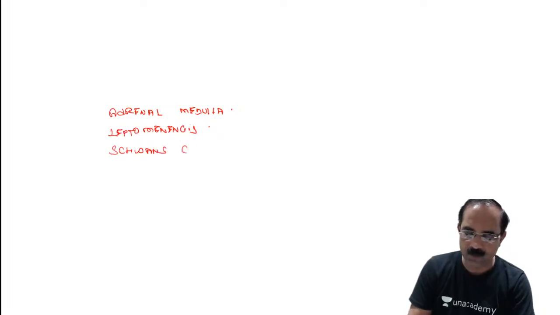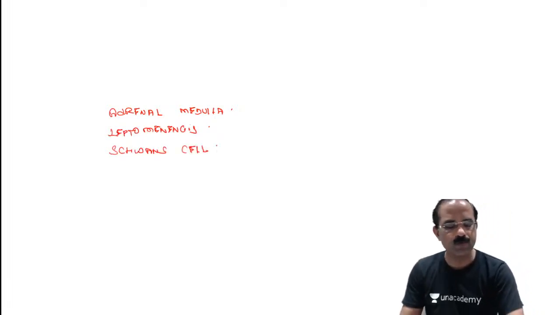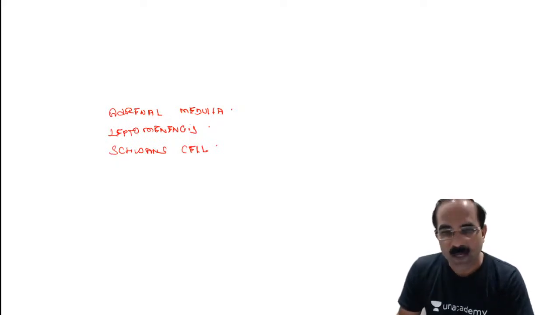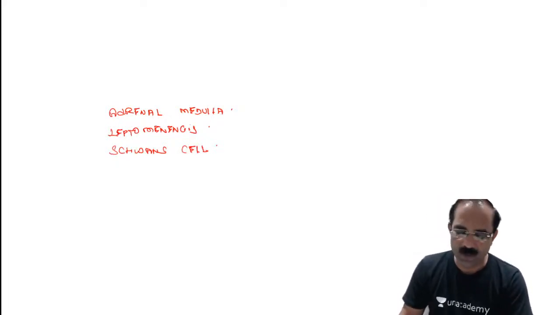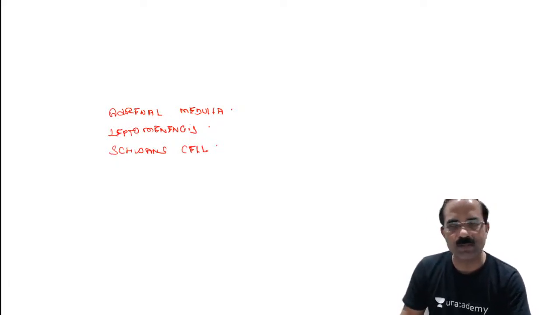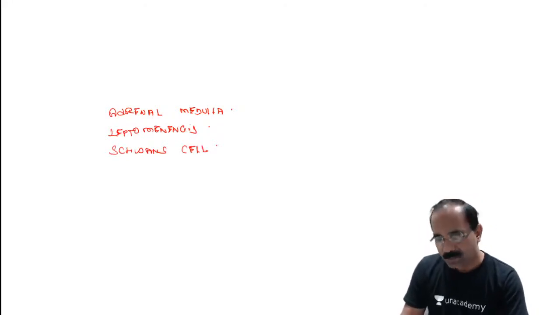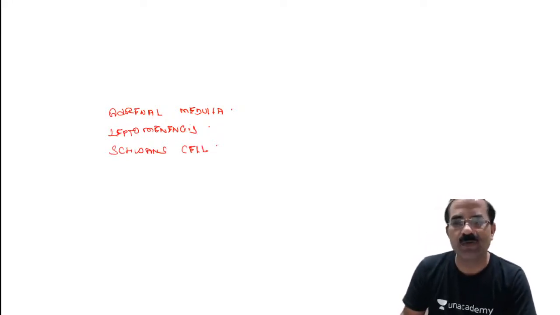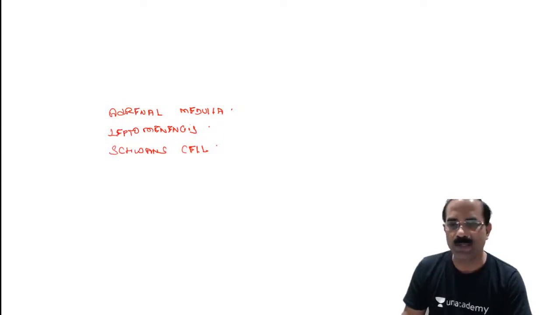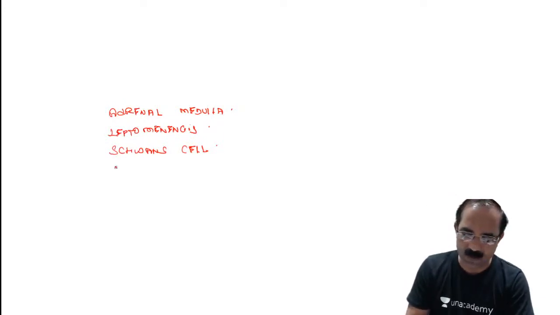Schwann cell. What does the Schwann cell form? It forms myelin in the peripheral nervous system. Myelin in the peripheral nervous system is formed by Schwann cells. And myelin in the CNS is formed by what? Oligodendrocytes. In the CNS, it's oligodendrocytes.